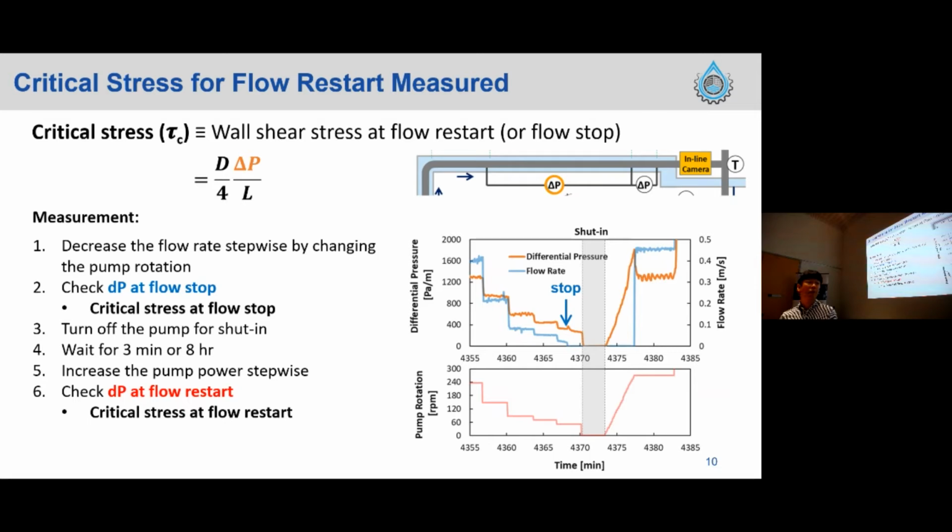After that, we started to increase pump rotations stepwise. During this period, the delta P gradually increased, but the flow rate stayed at 0. But at this point, the flow rate suddenly increased, so we checked the delta P at this point to estimate the critical stress at flow restart.